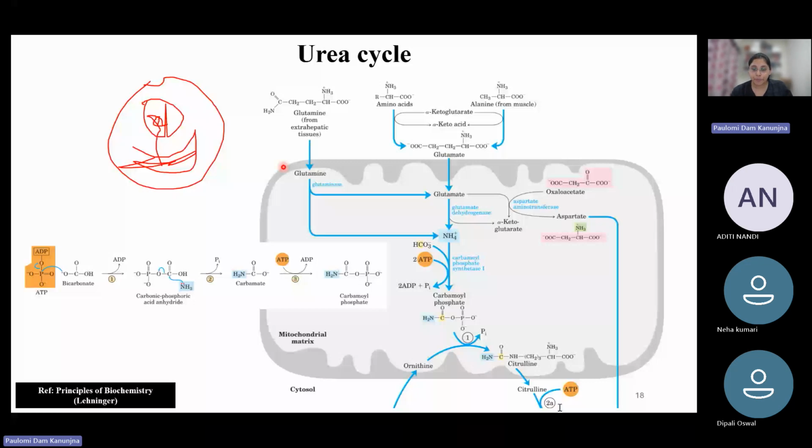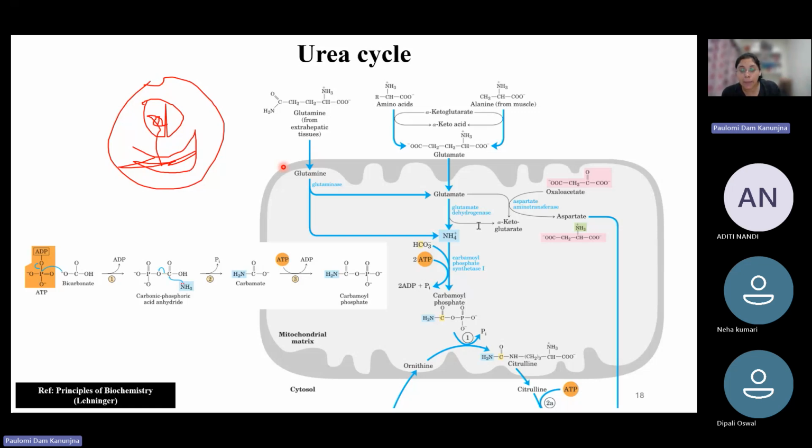The enzyme here, as you can see, will be carbamoyl phosphate synthetase. Again, synthetase, making use of ATP. So this carbamoyl phosphate is made in the matrix. It's the ATP-dependent step. Now, there are two forms of this enzyme as well. In carbamoyl phosphate synthetase, you have one in the cytosol and one in the mitochondria, right?